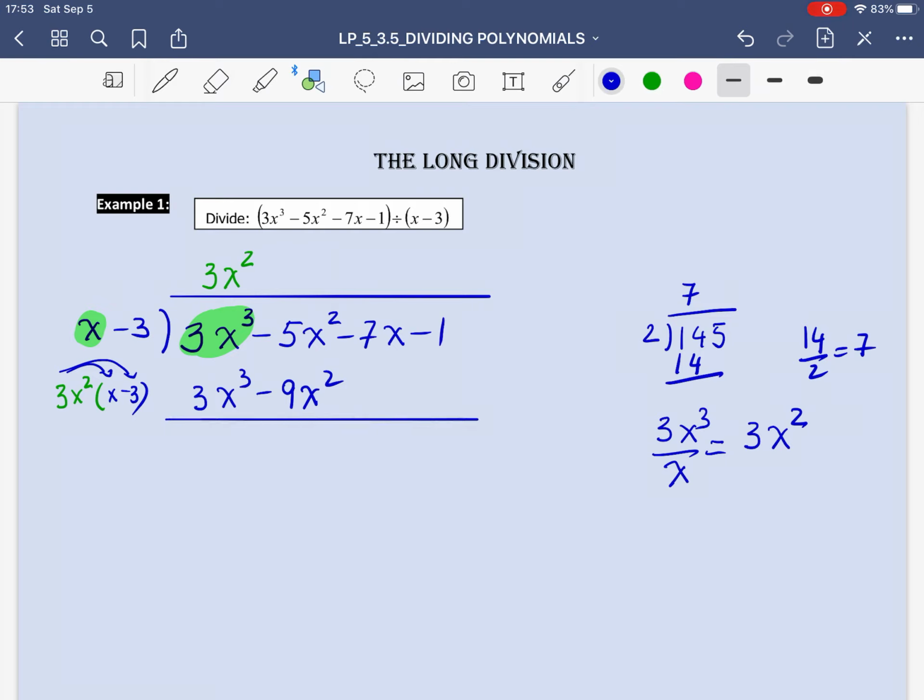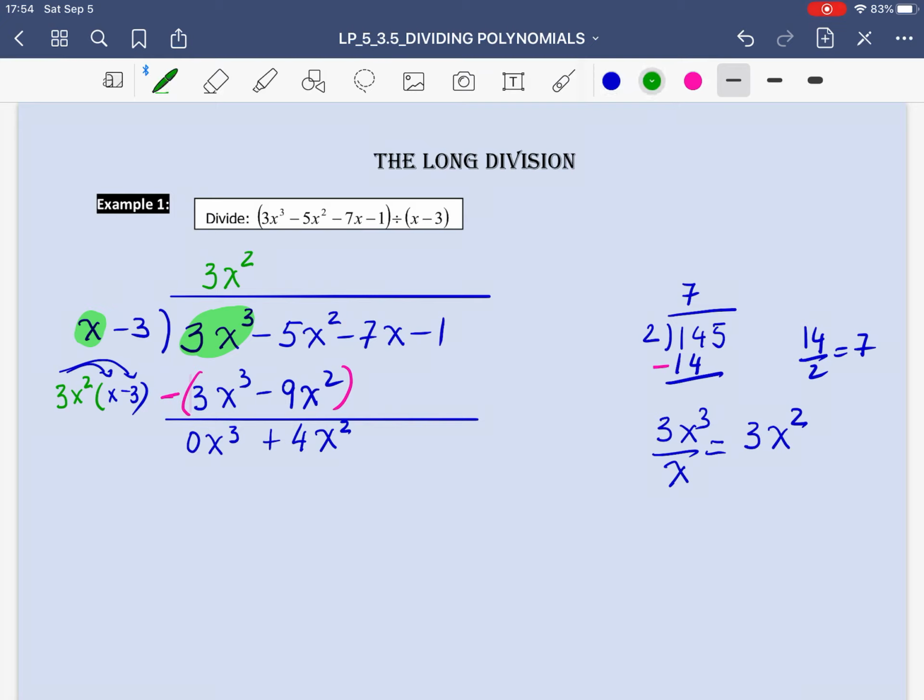We're going to draw the line again, and we're going to do the exact same thing we did in the division of 145 by 2. So we'll subtract 3x cubed minus 9x squared, sorry about that, from the polynomial 3x cubed minus 5x squared minus 7x minus 1. So 3x cubed minus 3x cubed is 0x cubed. Negative 5x squared minus negative 9x squared, careful here, is positive 4x squared.